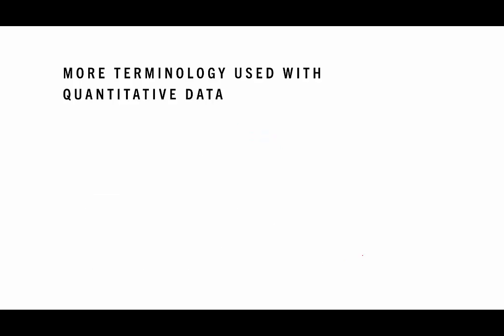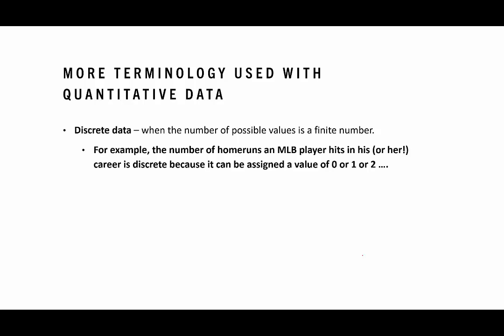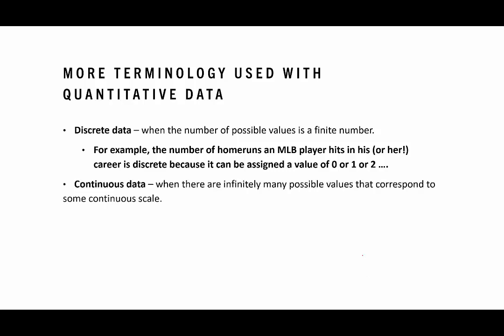Oh my gosh, there's even more terminology used with quantitative data. We have discrete data. This is where the number of possible values is a finite number. For example, the number of home runs an MLB player hits in his or her career is discrete because it can be assigned the value of 0 or 1 or 2 or 30, but it couldn't be 30.725, right? That doesn't exist. You either get a home run or you don't.